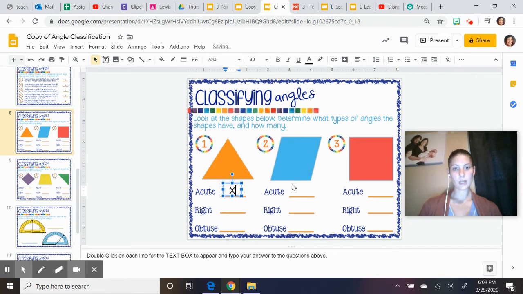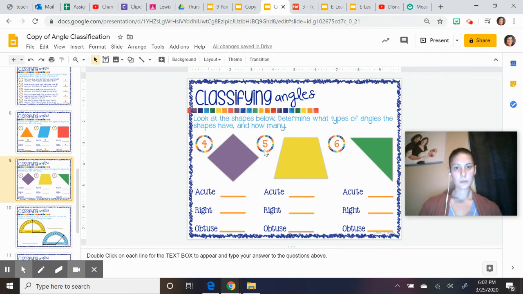So I'm going to put X's right there. All right, and this one, these are acute, and these are obtuse. So it has acute and obtuse. Okay, and what are these? We know the squares have 4 right angles.